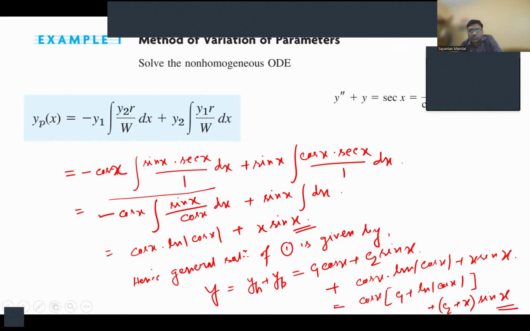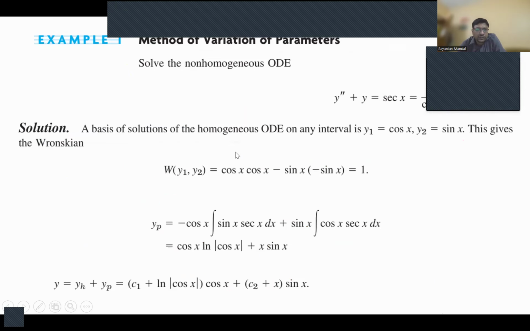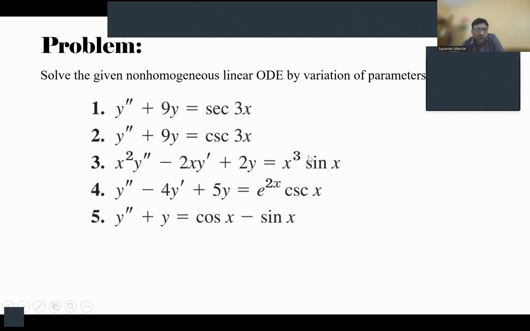So we have understood the method of variation of parameters and we have solved one problem. These are a few more problems for your homework.